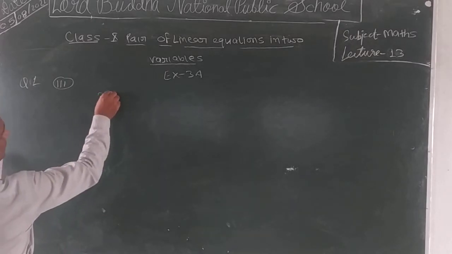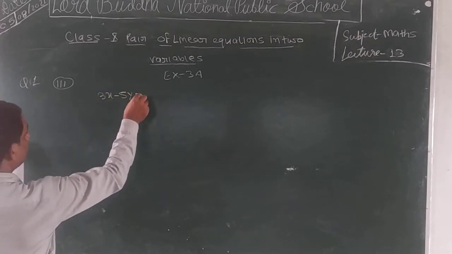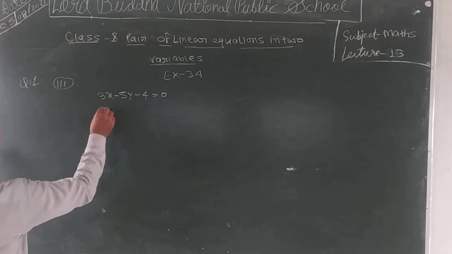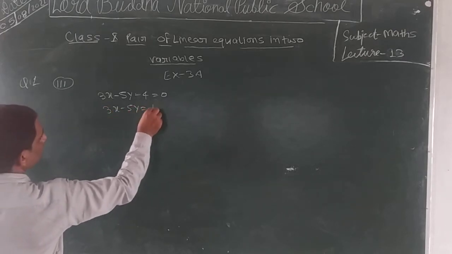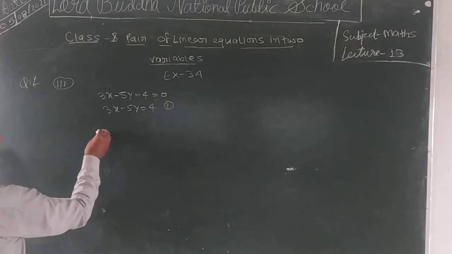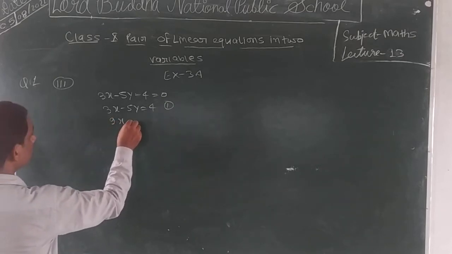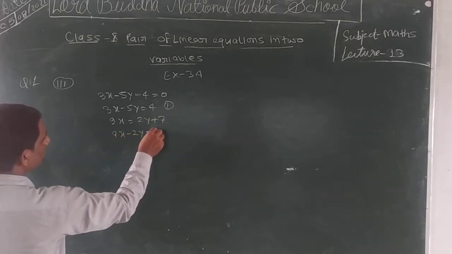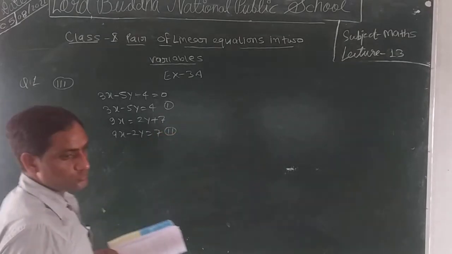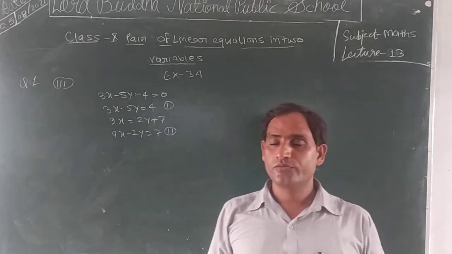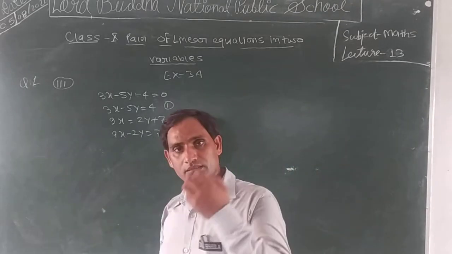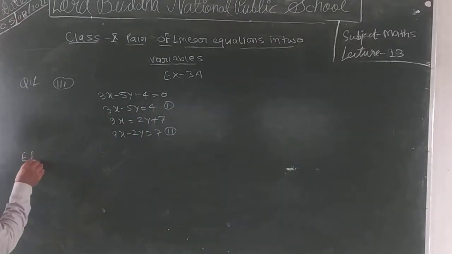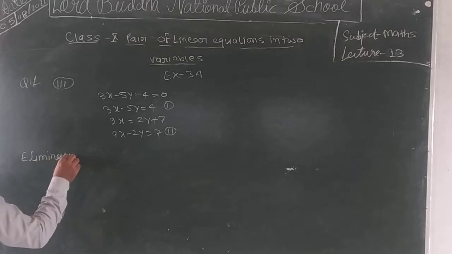This is 3x minus 5y minus 4 equal to 0. We can write it as 3x minus 5y equal to 4. This is equation first. And the second one is 9x equal to 2y plus 7. We can write it as 9x minus 2y equal to 7. This is equation second. We have to find out the value of x and y from these two equations by elimination method and substitution method. First we apply the elimination method.